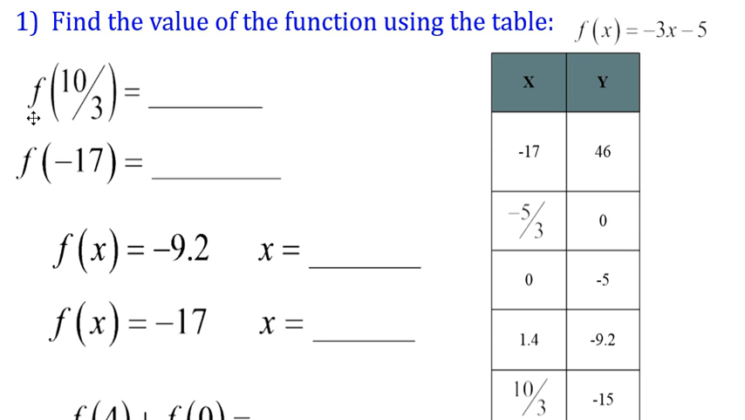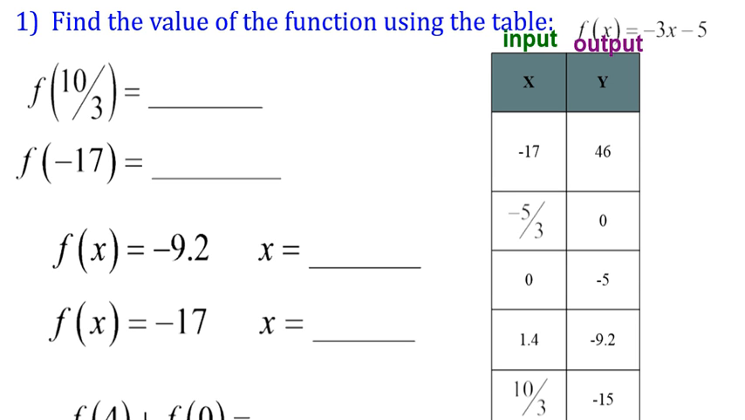Now, here, f of 10/3 is saying, for our function f, if our input is 10/3, what is the output for the function? So remember, inputs are x's. Here are our inputs, and these are the outputs. So the input of 10/3, that's here. So if the input is 10/3, what output goes with it? Negative 15.